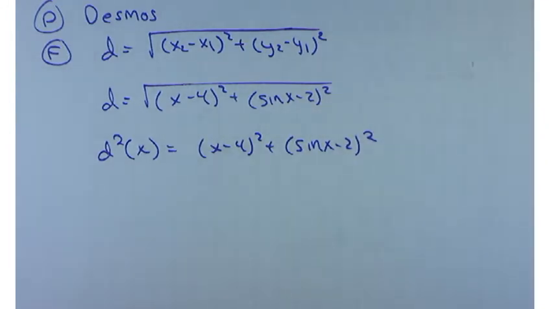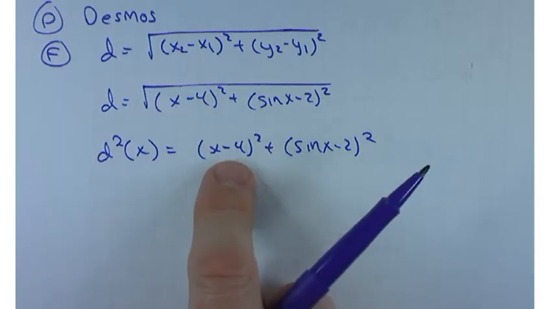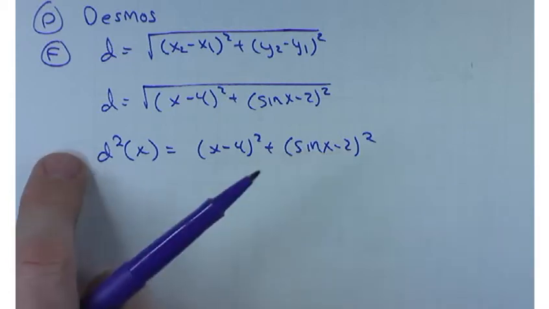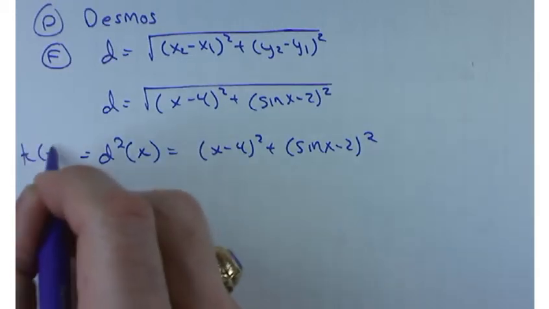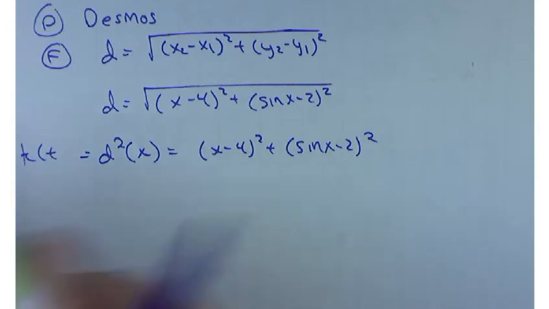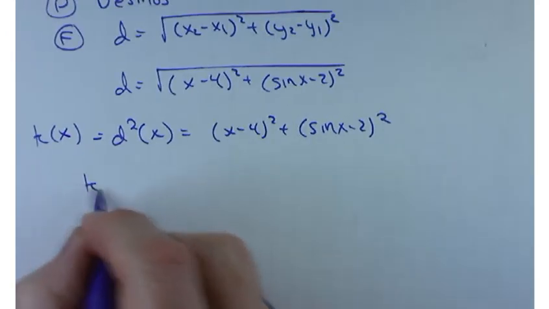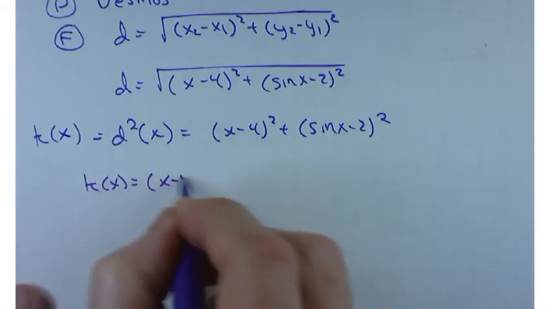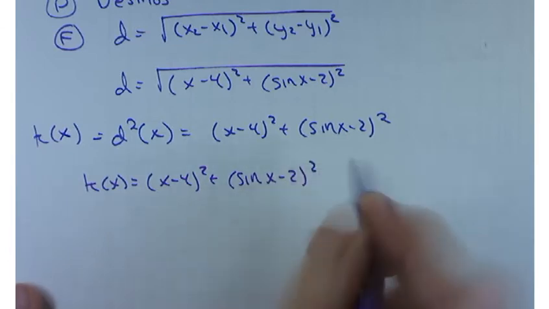It's just the calculus is going to be easier because you won't have to use a chain rule for the square root function in addition to using the chain rule for these things. I don't know. Let's call this a different name. Does anyone want to suggest a different name? I don't like d squared of x. Let's see. We'll call it k of x. Katie, is that okay with you? All right, that's good. All right, so k of x. K of x is x minus 4 squared plus sine of x minus 2 squared.